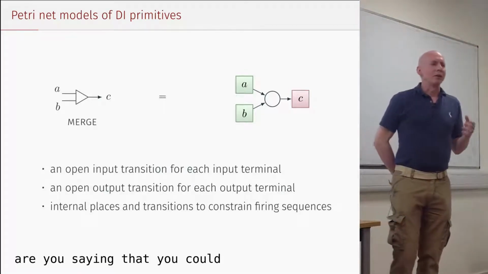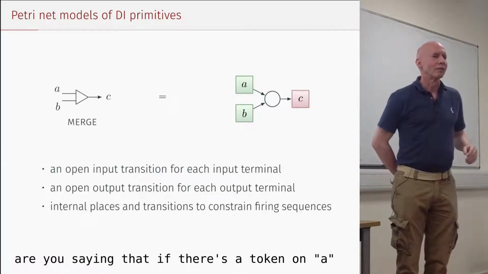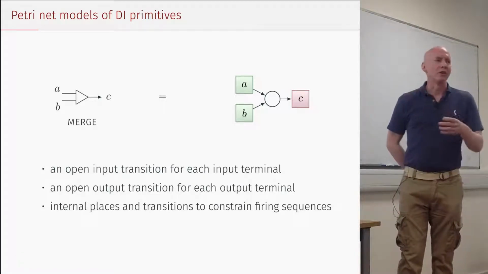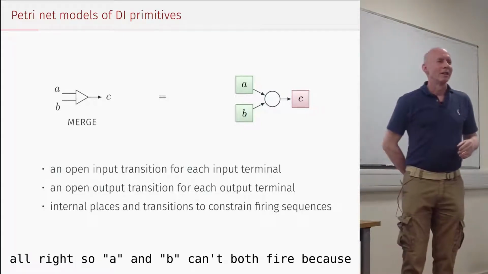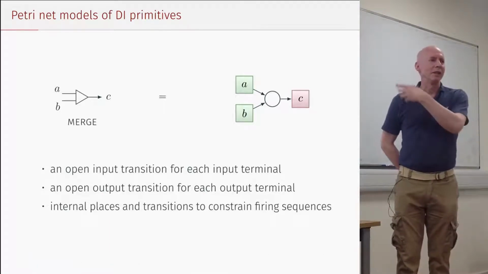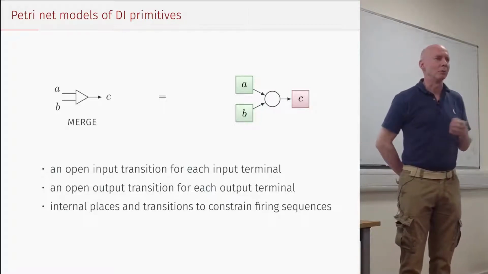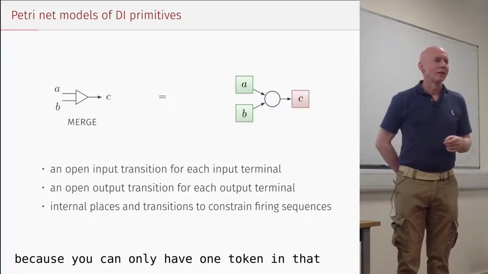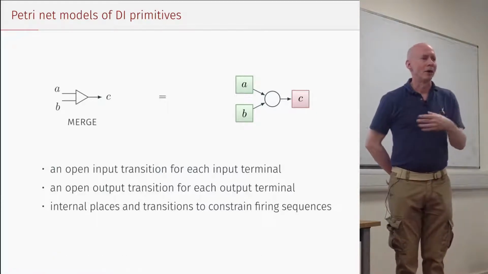So why, yes? Are you saying that if there's a token on A and a token on B? A and B are transitions. I've had to draw them thicker than regular transitions because they're labeled. All right, so A and B can't both fire. Well, they can, but if they did, then you'd be outside the range of conditions where you want to operate this device, and its behavior would be undefined. That's what this is saying. Because you can only have one token in that white circle. Yeah, that would be a safe marking.